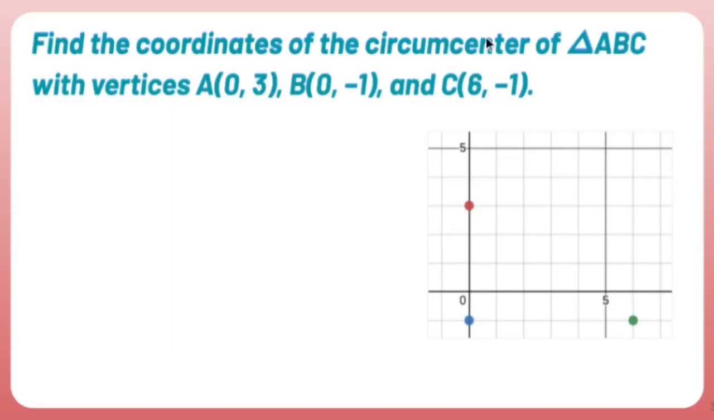Find the coordinates of the circumcenter of triangle ABC with vertices A(0, 3), B(0, -1), and C(6, -1). Well, let's just pretend that we have a nice little triangle here. So I'm going to draw the triangle.